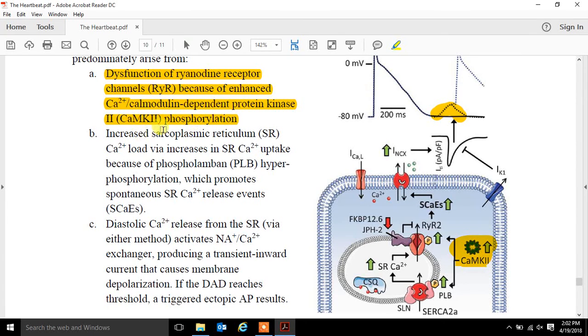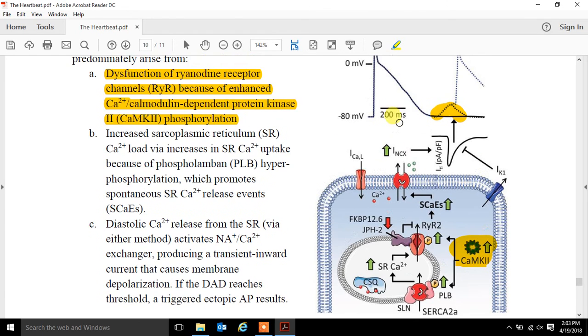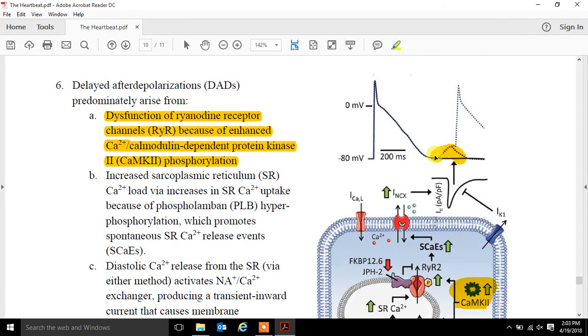So it also can increase SR calcium load by increases in the uptake. So it's going to help take in calcium so that when it dumps, it dumps even more. And there is some diastolic release from the SR. So in diastole, a little bit of calcium is leaving from the SR and therefore can trigger an additional action potential. So if it reaches, in this case, this little bump, it wasn't much, it didn't give us a full response, but if it is enough, it can trigger its own action potential.